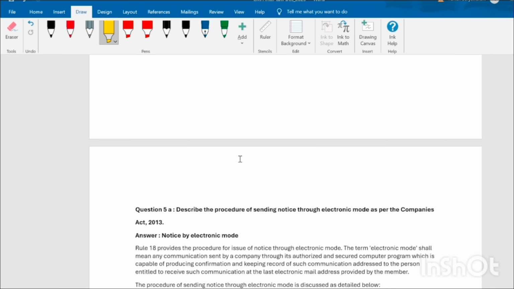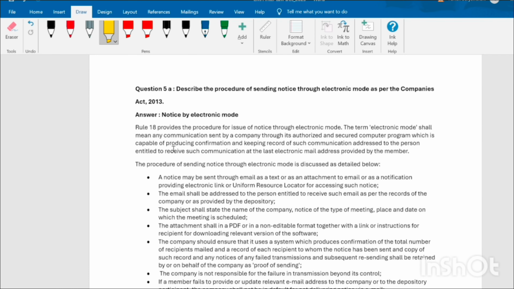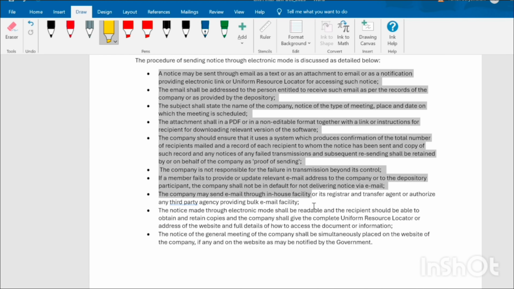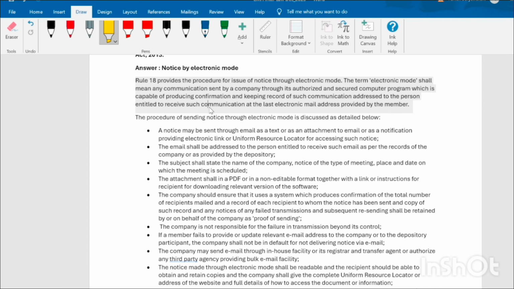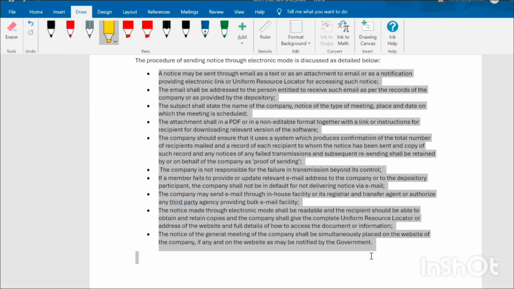Okay. Now next come to question number 5. Describe the procedure of sending notice through electronic mode as per the Companies Act 2013. Notice by electronic mode. I hope you have studied this. So yes, you have to write a little provision about notice and notice through electronic mode, and then you have to write this in bullet points.